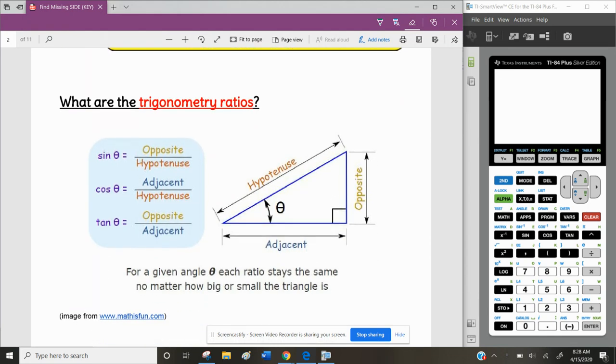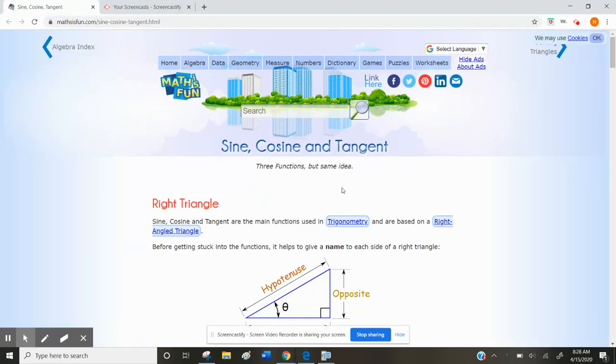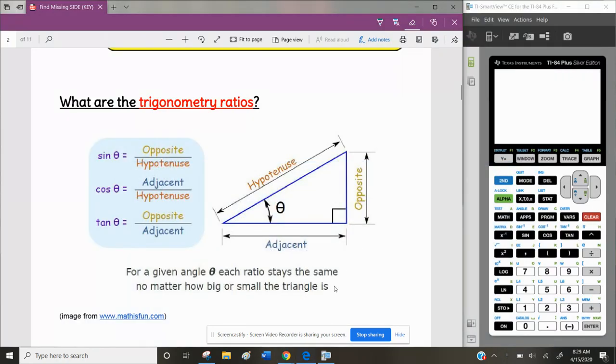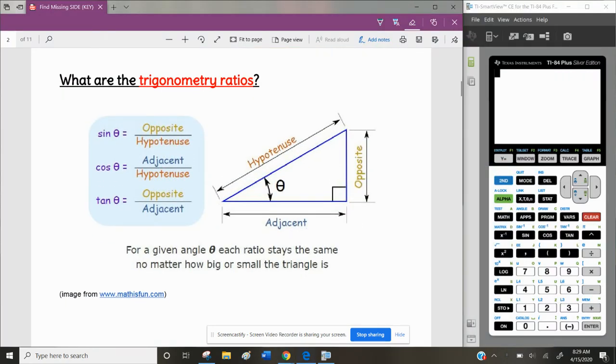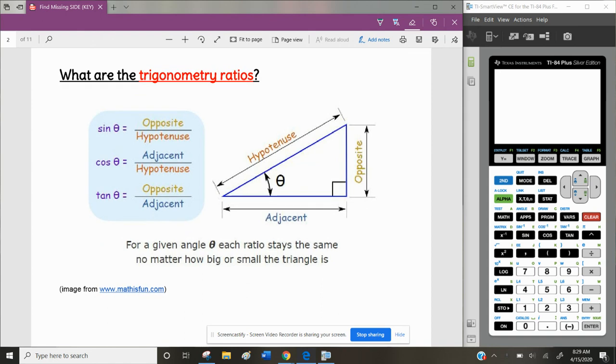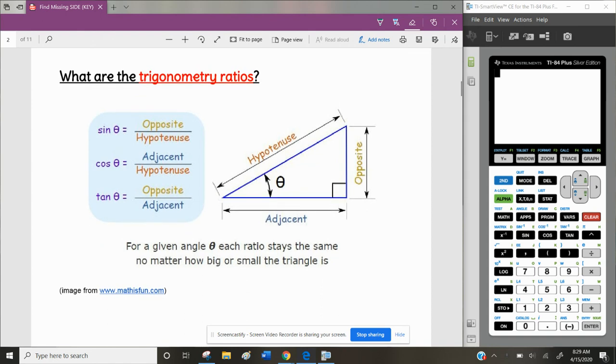This image here came from mathisfun.com. They're a great resource, so you can go on there and do some fun math things. Okay, so we know that the sine, the cosine, and the tangent of an angle depend on this Greek letter that we have right here, theta. So that just represents an angle.